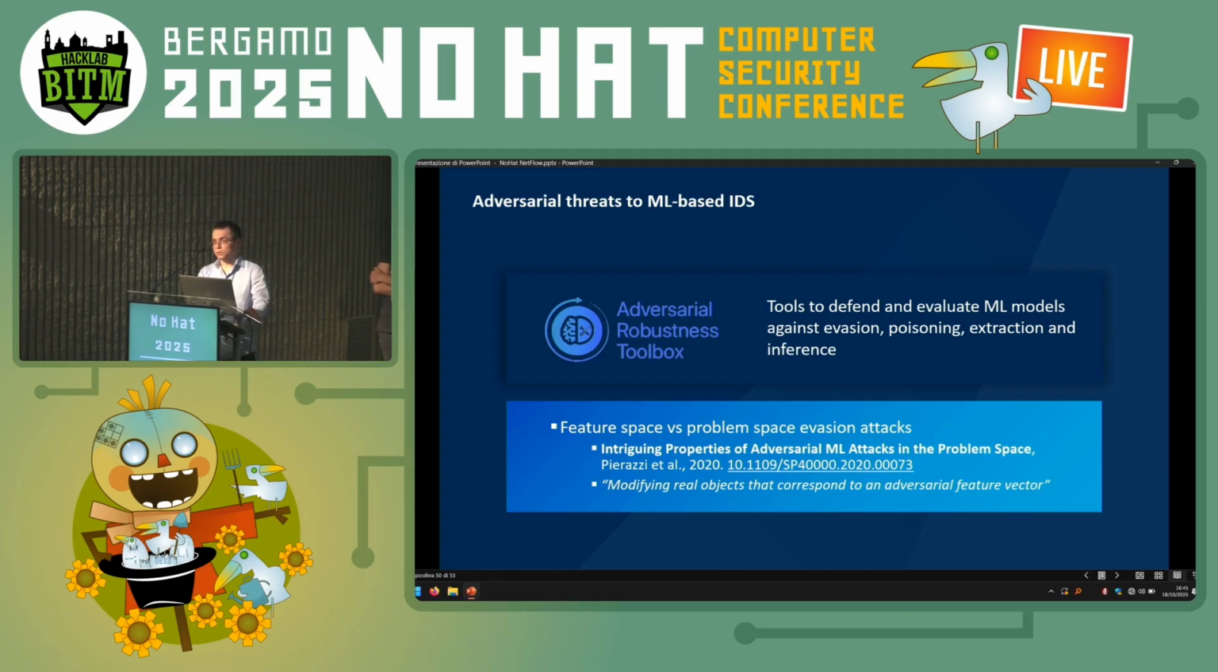Also, recent research efforts have focused on shifting from manipulations in the feature space to manipulations in the so-called problem or input space. Basically, this means modifying real objects, like, for example, packets, that correspond then to an adversarial feature vector. If you want more details on this, you can read this interesting paper, which is called Intriguing Properties of Adversarial Machine Learning Attacks in the Problem Space.